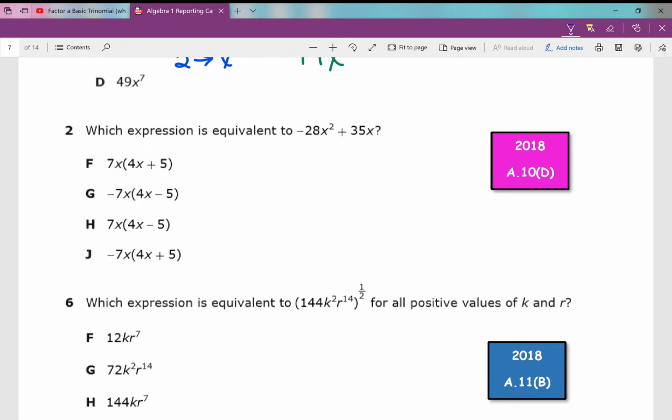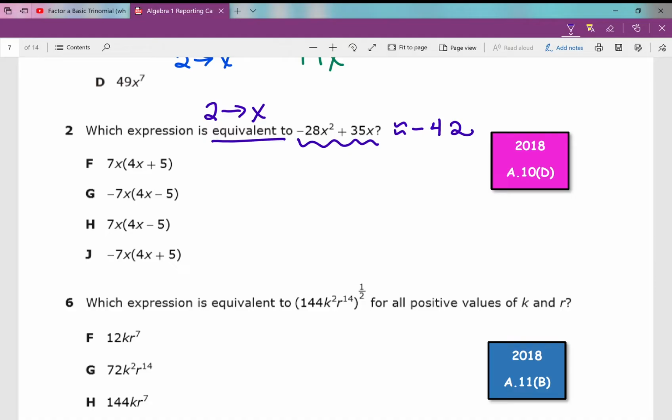So this first problem: which expression is equivalent to, what's our trick for equivalent? When we see the word equivalent, we're going to store 2 in for the value of x. The first thing I'm going to do is store in 2 for the value of x. Then I'm going to type in negative 28x squared plus 35x on my home screen, press enter, and I get negative 42.